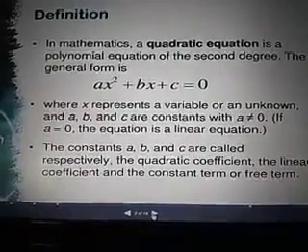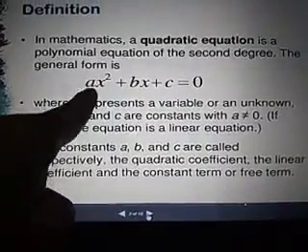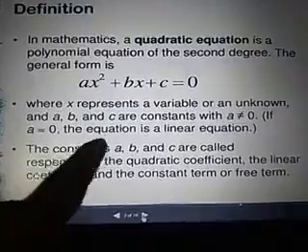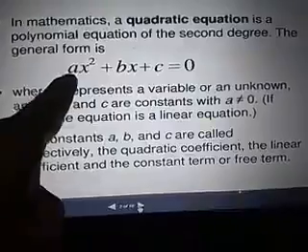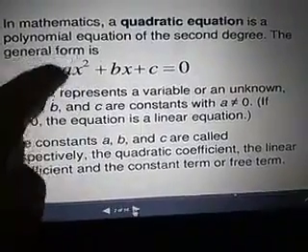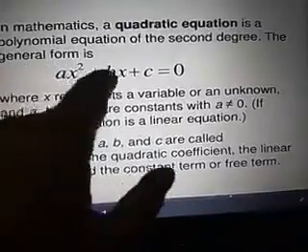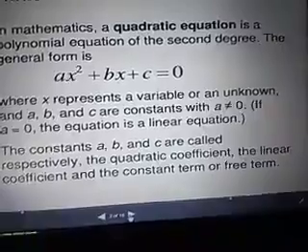Quadratic equation is an equation which is of the form ax square plus bx plus c is equal to 0, and the important thing is that a should not be equal to 0. If a becomes 0, then this whole term is going to be 0. So the equation will be bx plus c, and it will become a linear equation, right?